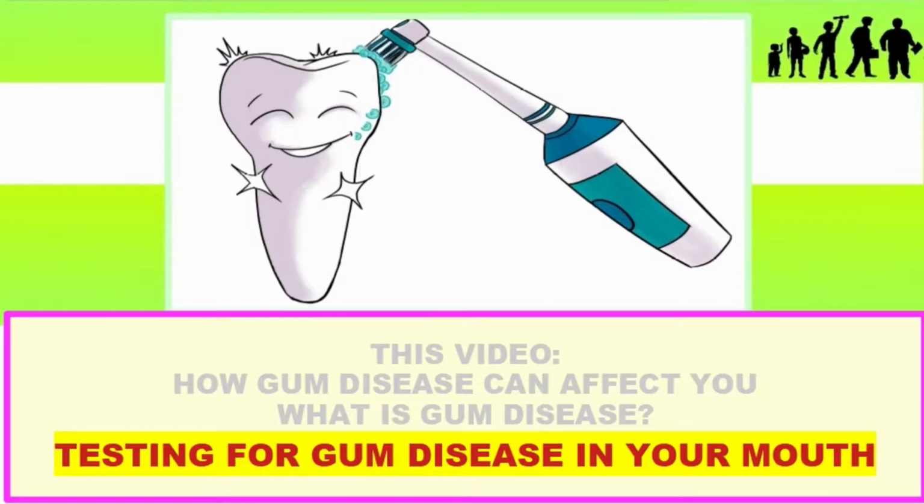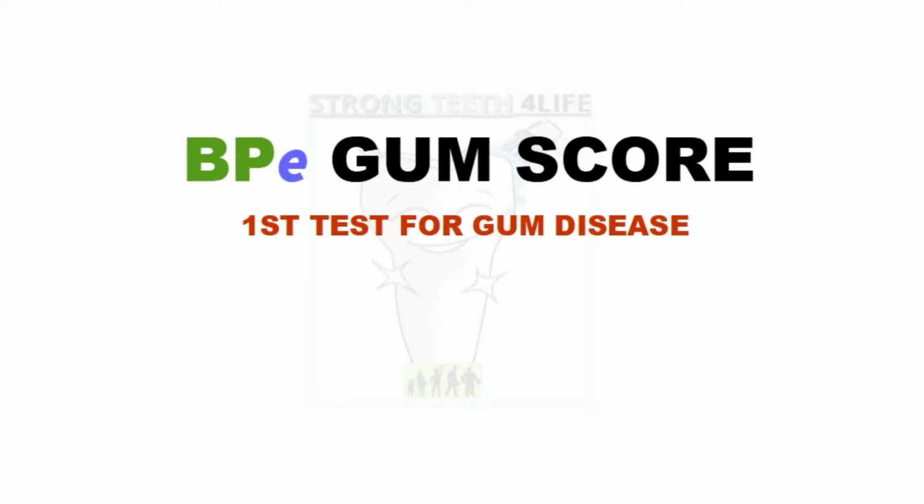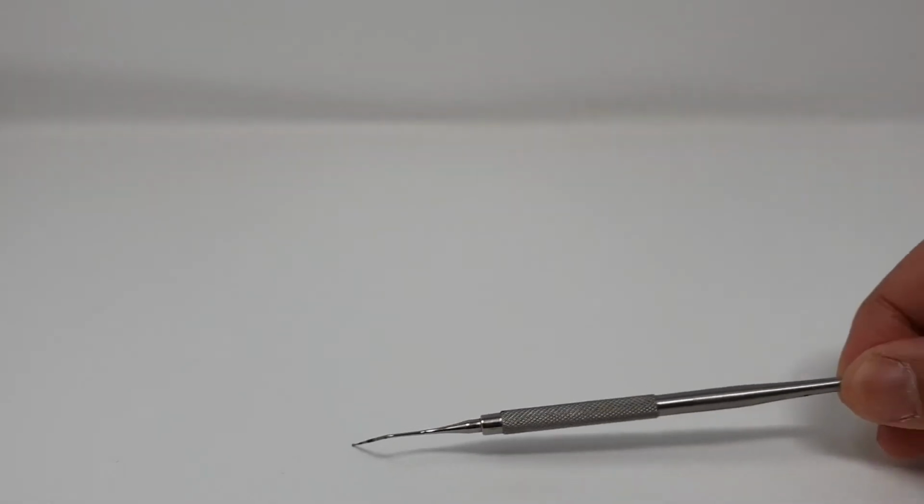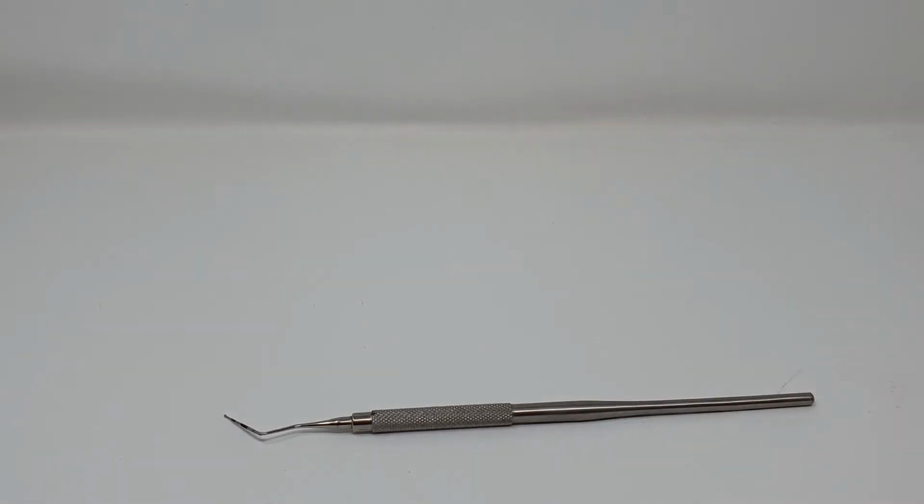So, how do you know if you have gum disease? Well, when you go to your dentist, there are tests they do to check for gum disease. The first test for gum disease is a BPE gum score. The dentist uses a BPE probe in your mouth to test the gums. And this is the probe.